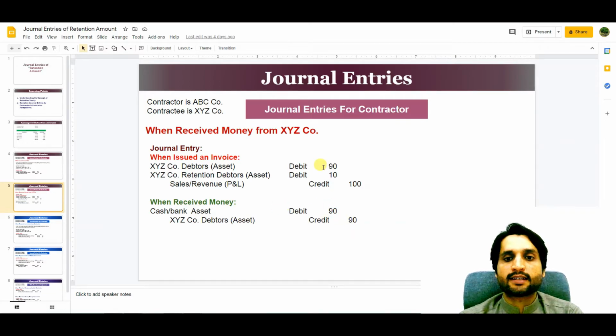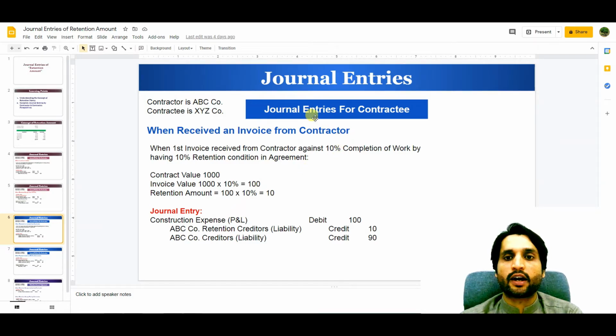Contractee is going to pay us the $90 and the $10 he is keeping with him as retention, which will be given to the contractor after completion of his job. Now let's see the journal entries according to the contractee's perspective. What journal entries is the contractee passing in his accounting books?